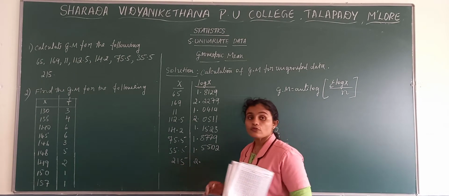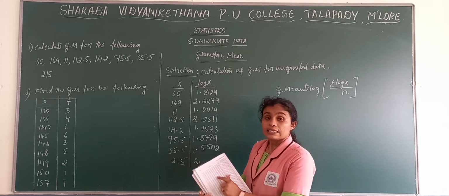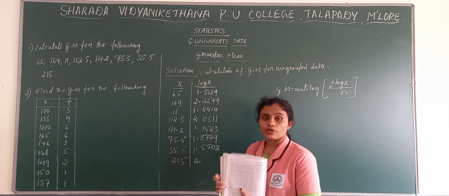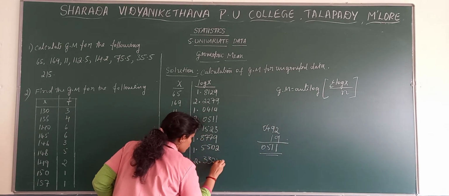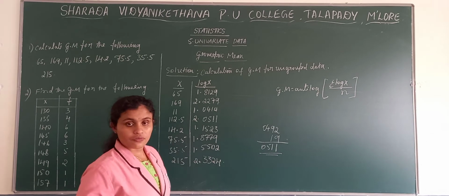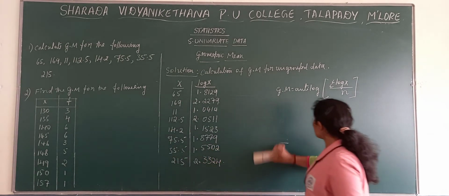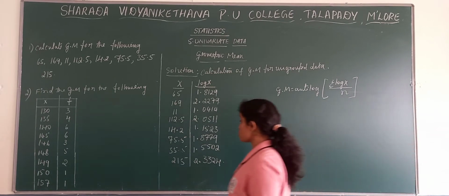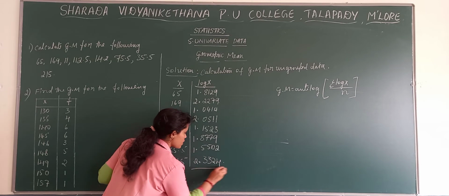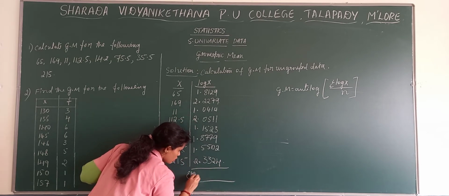Now 21, fifth column. Here we have 21, fifth column: 3324. If you check there, 3324. Now with this we have completed the log. Now what we need to do? Sigma log x, log x total. Sigma log x is nothing but the total.